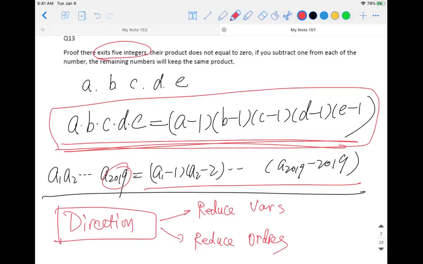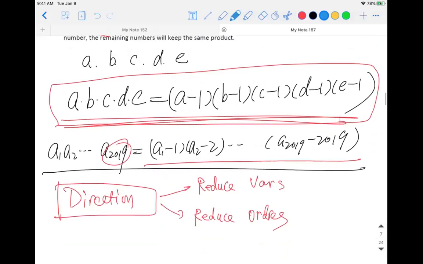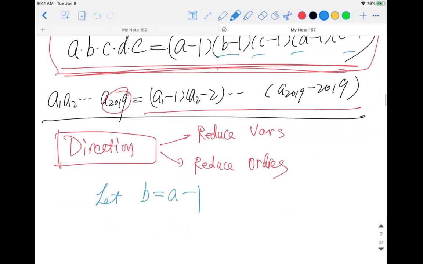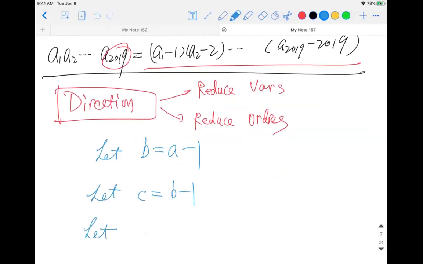So what I'm going to do is you can do something like this. You don't like B, C, D, E, F, like so many things, right? I'm just going to do this. Let B equal A minus 1. Let C equal B minus 1. Let D equal C minus 1.